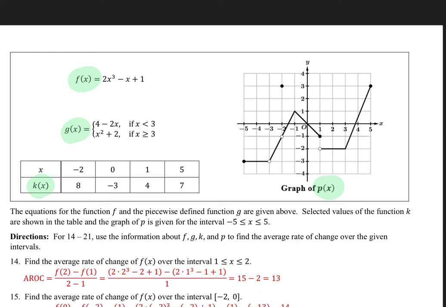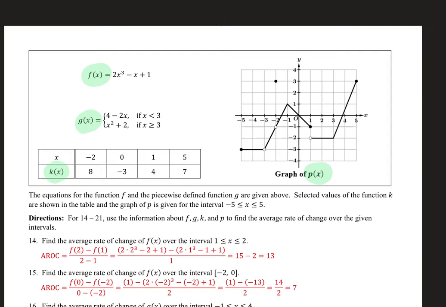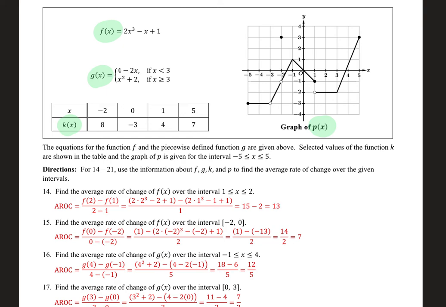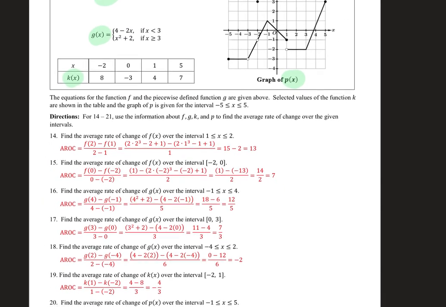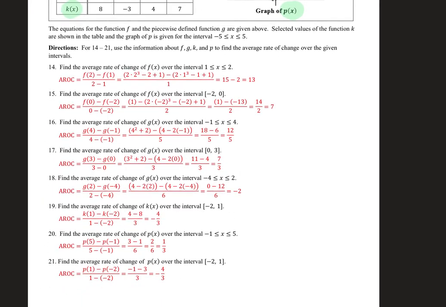So obviously 14 says f of x. That means I plug it into that equation. 15 also said f of x. 16 said g of x. That means I'm using the piecewise function. So I have to figure out which of these equations I'm plugging it into based on the value and then plug it in. K of x is from your chart, and p of x is from your graph. So you'd need to know how to find the rates of change using any of those modes of function notation: the equation, the piecewise function, the chart, or the graph.